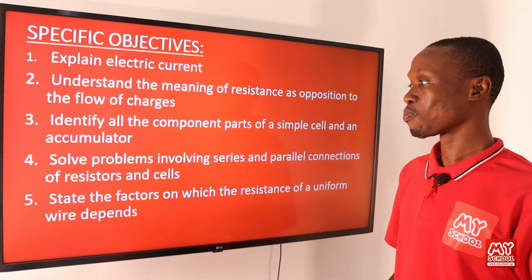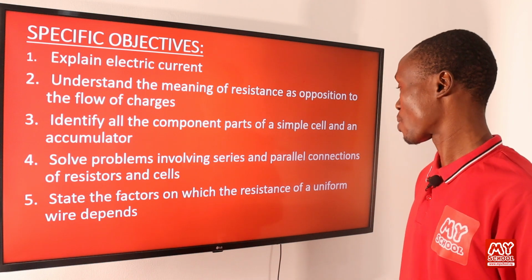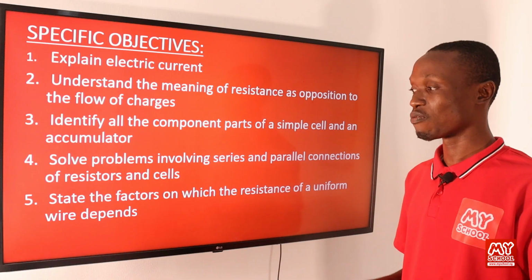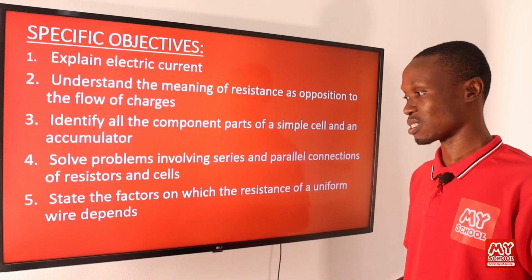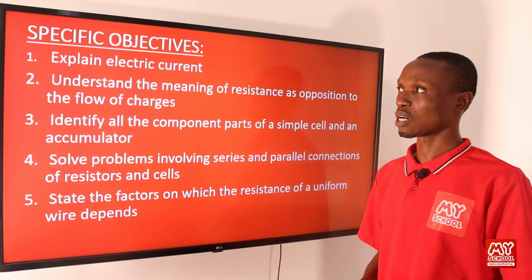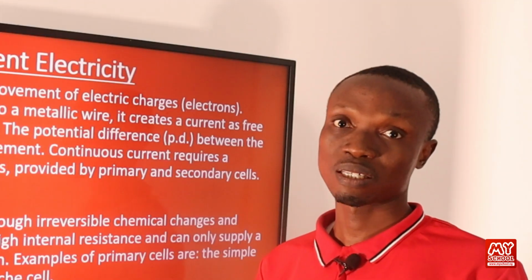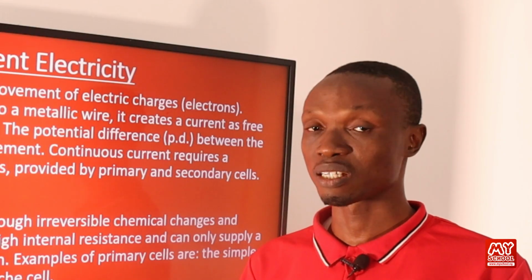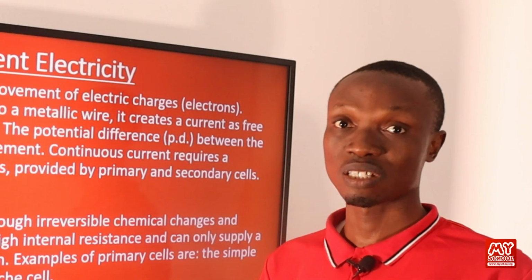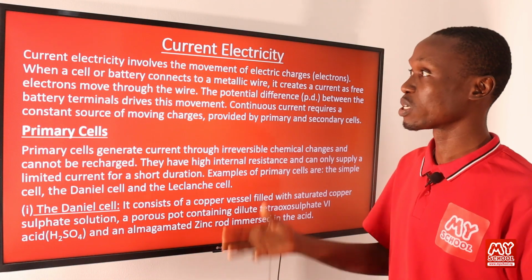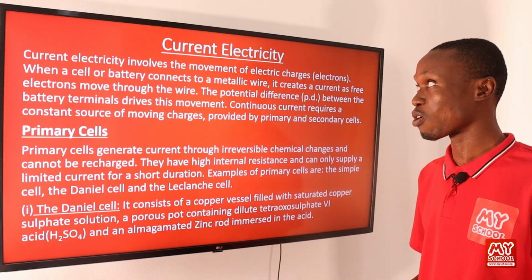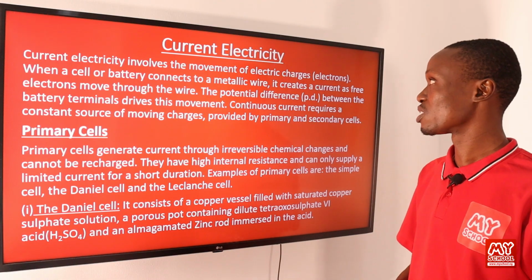4, solve problems involving series and parallel connections of resistors and cells. Then 5, state the factors on which the resistance of a uniform wire depends. So let's begin with our lesson. While static electricity deals with electric charges at rest, current electricity deals with electric charges in motion. So we say current electricity involves the movement of electric charges.